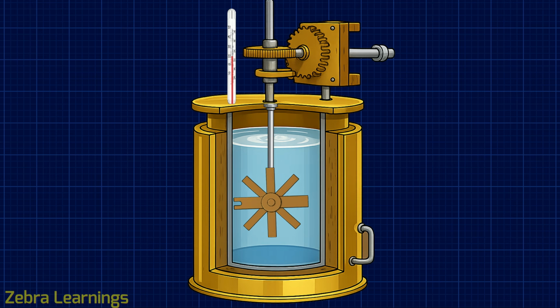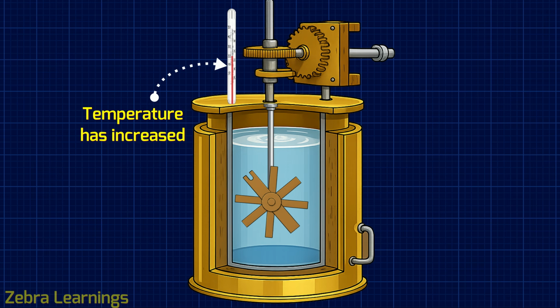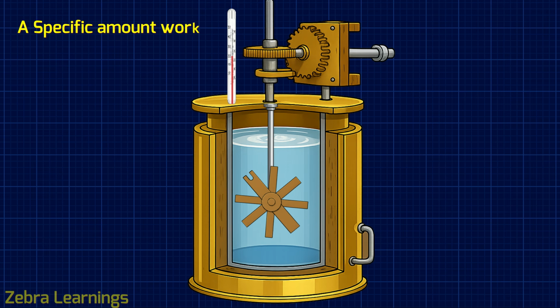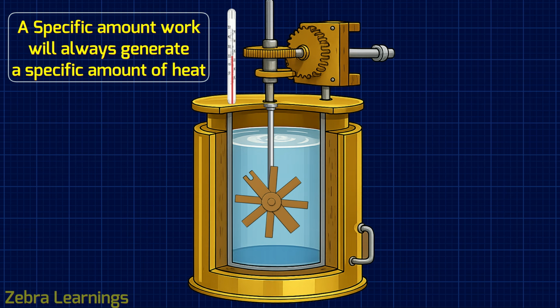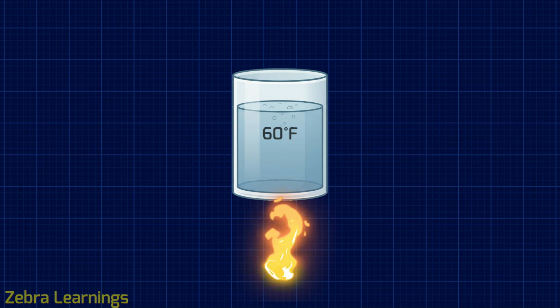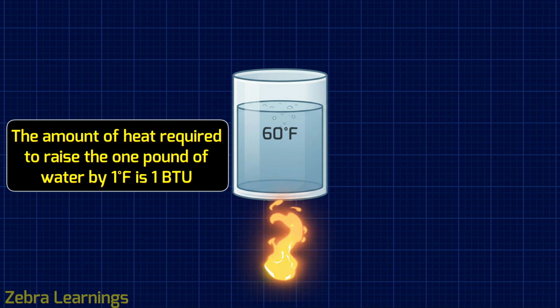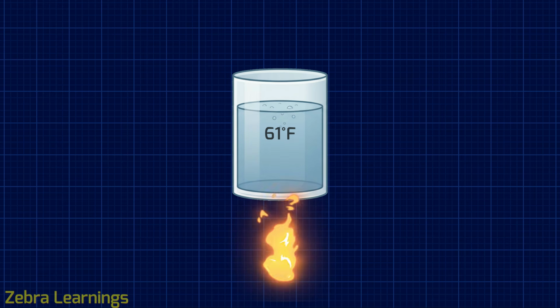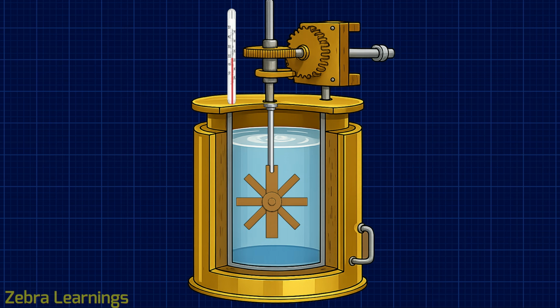After rotating the wheel for a specific amount of time and checking the water's temperature, he noted that the temperature had indeed increased. Joule then came to a major conclusion: a specific amount of work will always generate a specific amount of heat. We explained this in our BTU video. The amount of heat required to raise the temperature of 1 pound of water by 1 degree Fahrenheit is exactly 1 BTU. Now, in this scenario, instead of applying direct heat, we can use a paddle wheel to raise the temperature of 1 pound of water by 1 degree Fahrenheit.